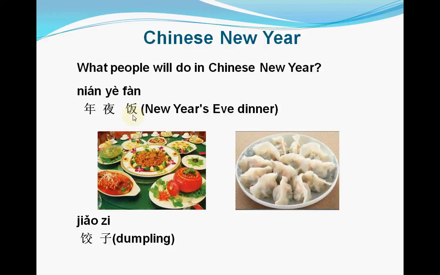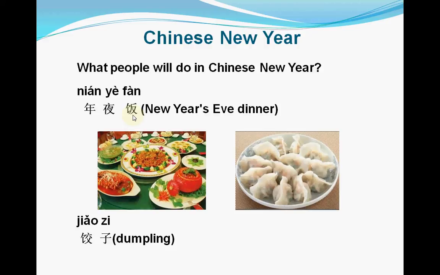Sorry, I didn't put 团圆饭 in this lesson. So, we are talking about 年夜饭. We have to know one food. This is a very familiar food in China. You know that is 饺子. 饺子 is also the most popular food during the New Year, you know.